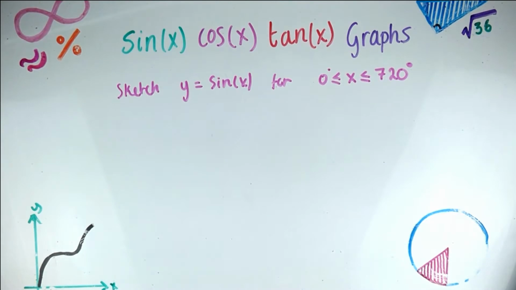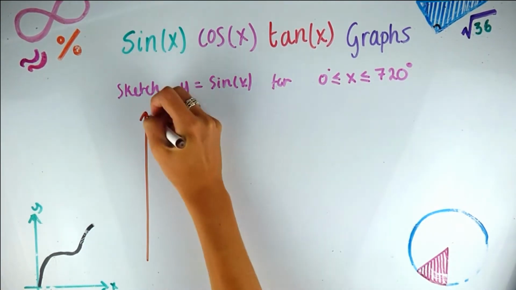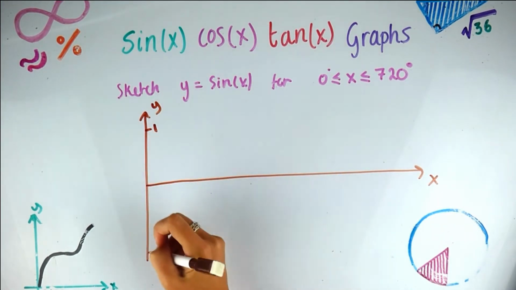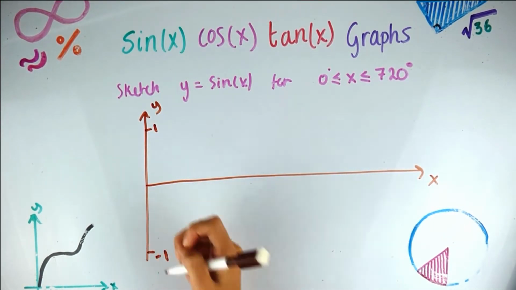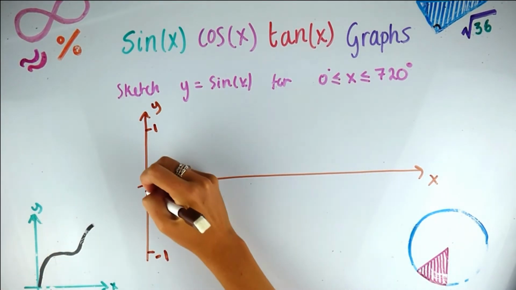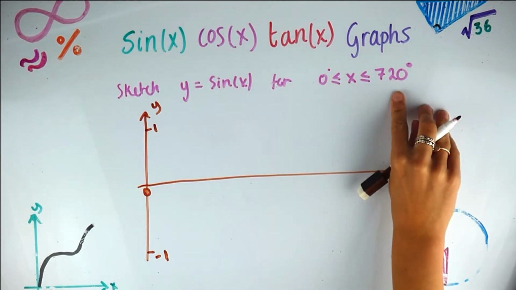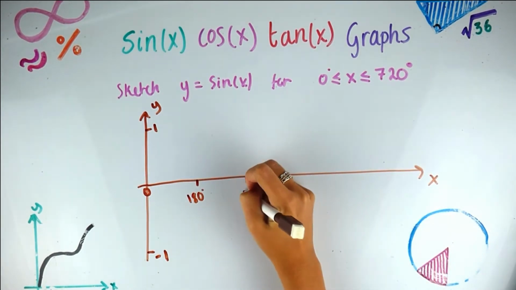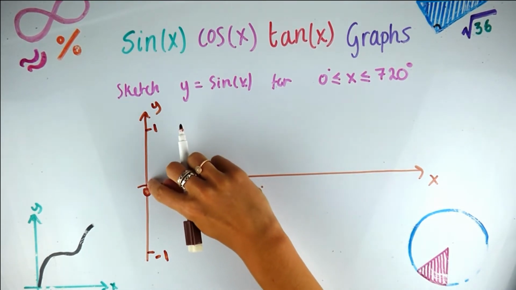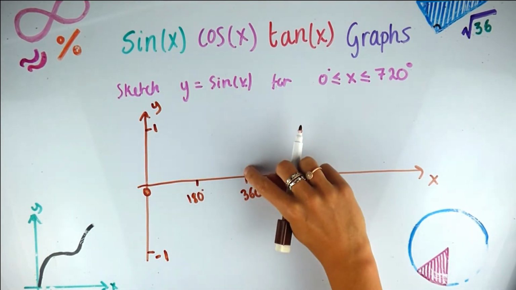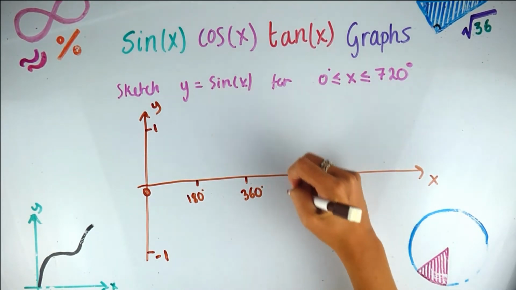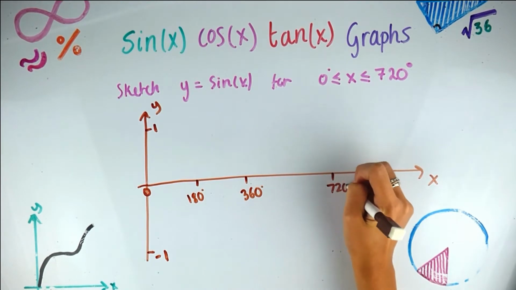So first of all, we're going to draw some axes. And we know the sine graph oscillates between 1 and minus 1, so it's really important to put those on the y-axis. Now we need to go from x is 0 here, and draw a graph to 720. We know that one wave went from 0 to 360. And if we do another wave, another 360, we're going to end up with 720.